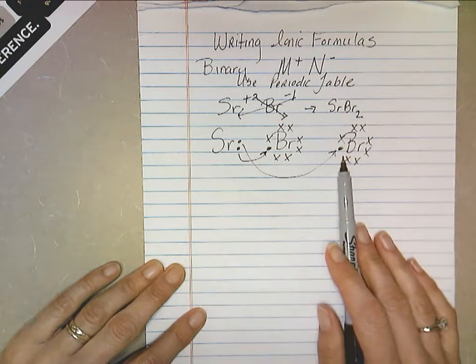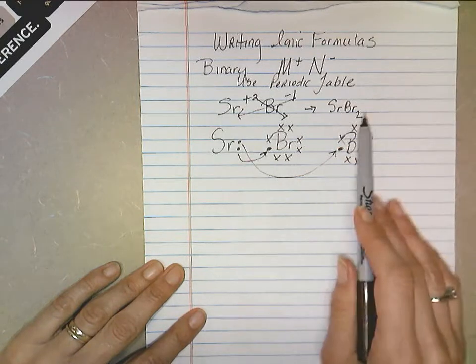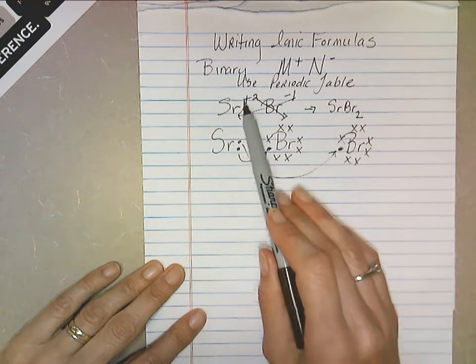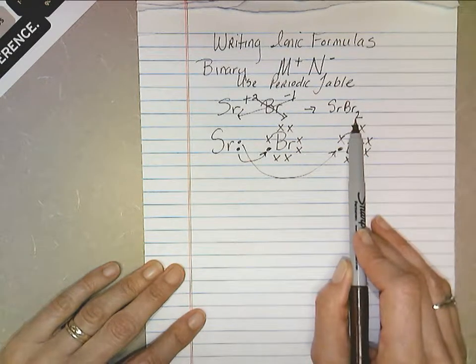Now this is the long way of doing this, to get SrBr2. That's the short way. Just cross the numbers. Don't cross the plus or minus, just the numbers. That will give you the correct binary formula.